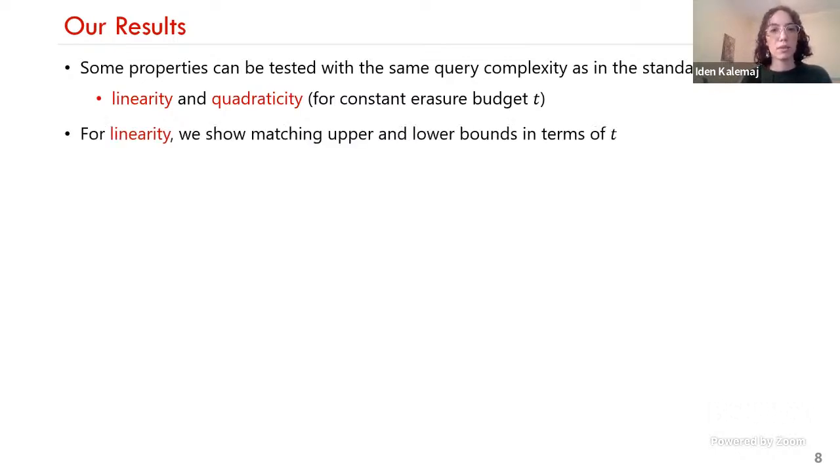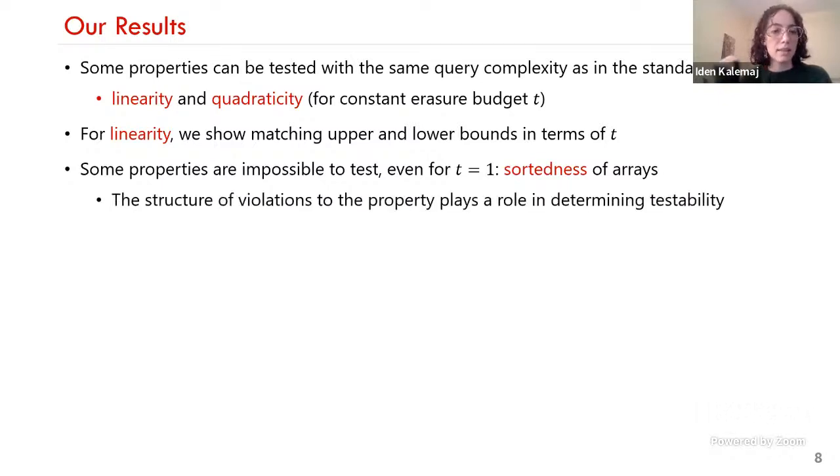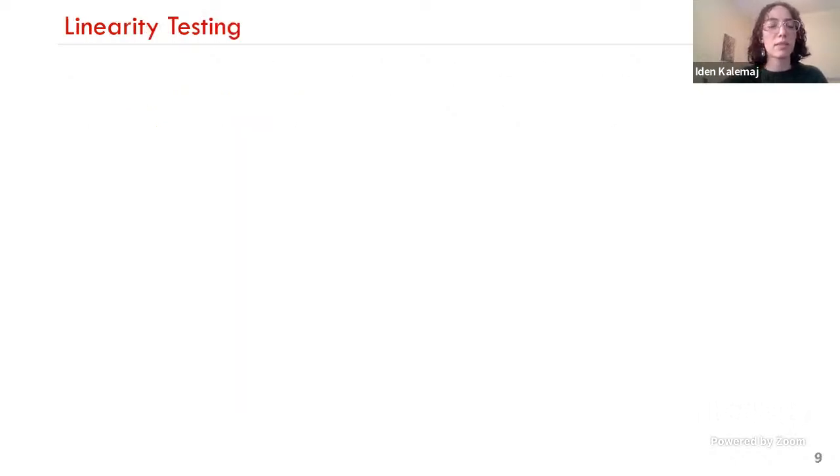Then for linearity, we show matching upper and lower bounds in terms of the erasure budget T. On the other hand, we show that some properties are impossible to test in our model, even for T equal to 1. One such property is sortedness of arrays. The key takeaway from this result is that the structure of violations to the property plays an important role in determining testability of the property within our model. So in the rest of the talk, I'll just give a high-level overview of our results on linearity testing.